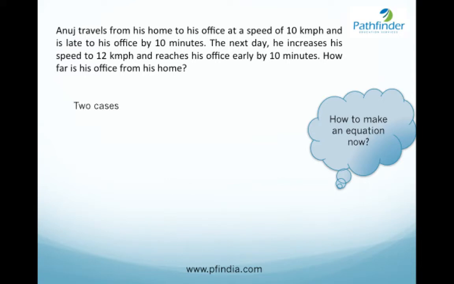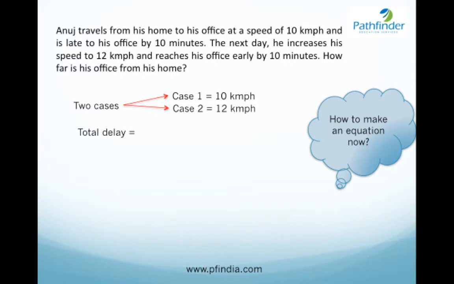Now, the first thing that you need to understand is there are two cases here. Case 1, when the person travels at 10 km per hour to his office, and case 2, when the person traveled at 12 km per hour to his office. Obviously, if a person travels the same distance at two different speeds, there is bound to be a time differential in both the cases. That is exactly what has happened here. The person traveled at 10 kilometers per hour on the first day, he travels at 12 kilometers per hour on the second day, which causes a delay.